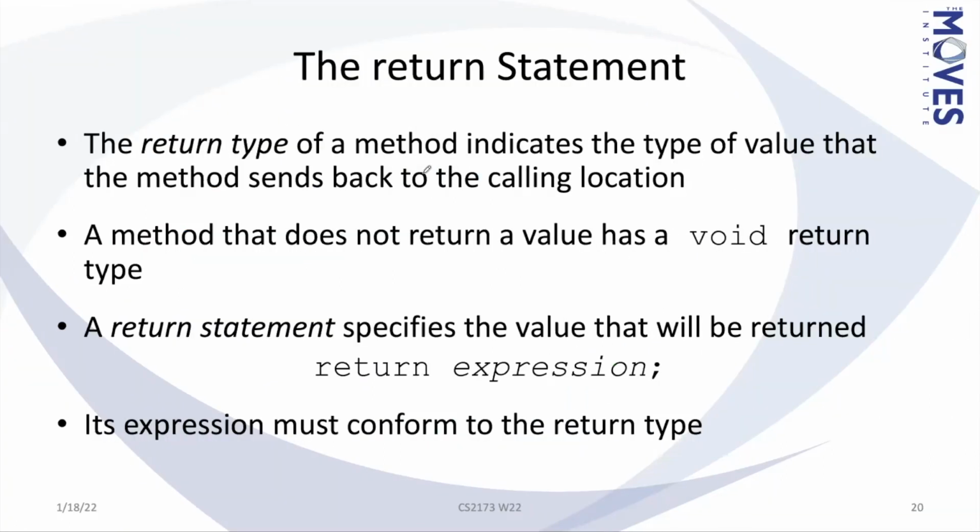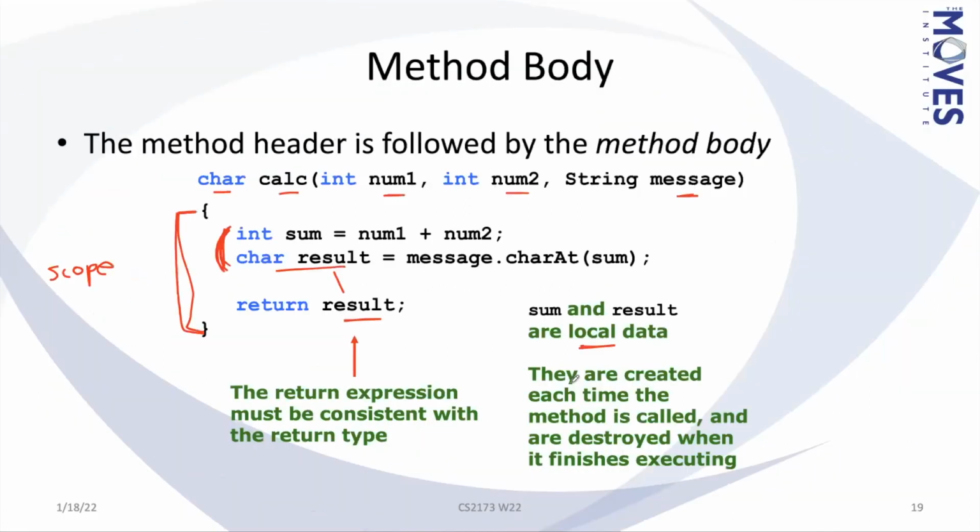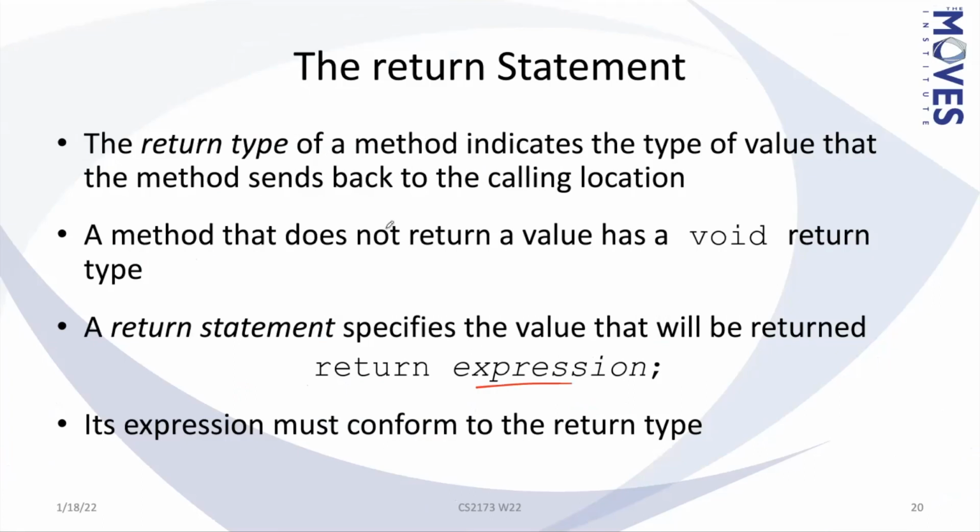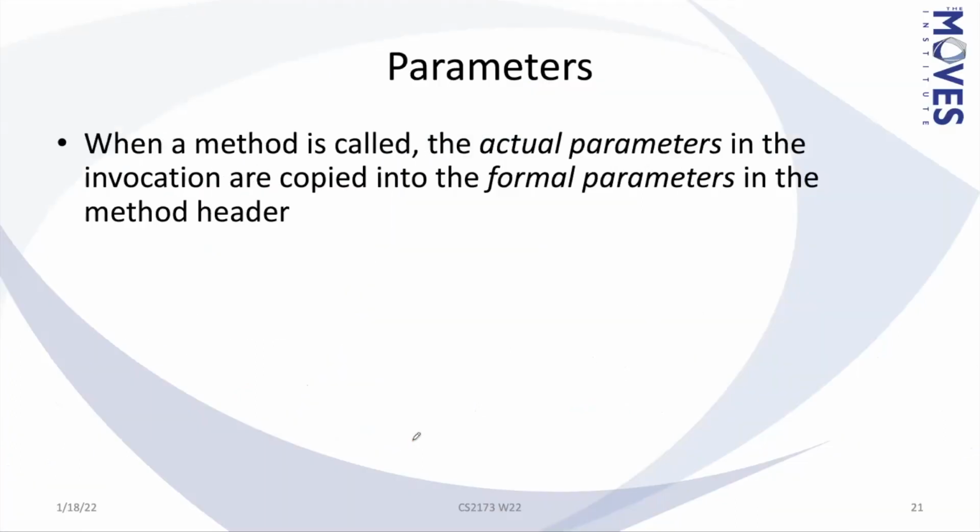Okay, the return type, that's the type of value that the method sends back. If it doesn't return a value, then we say void, and then you can't return a value. And as we said, when we say return, just as we did here, when we said return result, that result had to be a character because we said that the character was the return type. So that's when we say that the expression must conform to the return type.